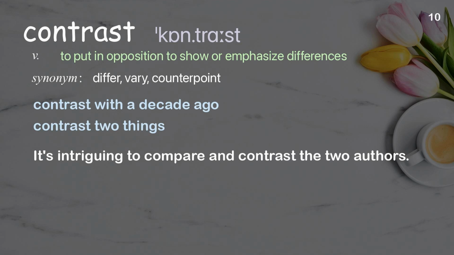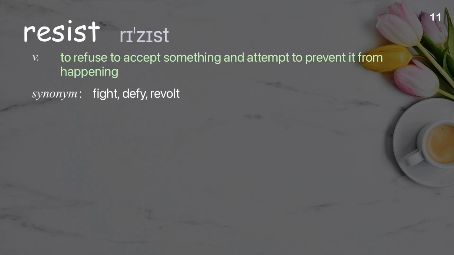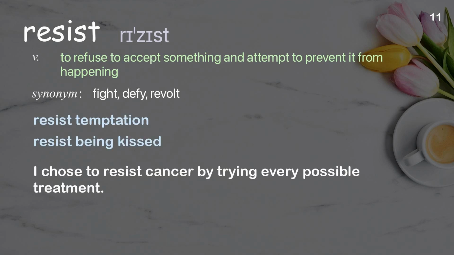Resist. To refuse to accept something and attempt to prevent it from happening. Examples: Resist temptation. Resist being kissed. I chose to resist cancer by trying every possible treatment.